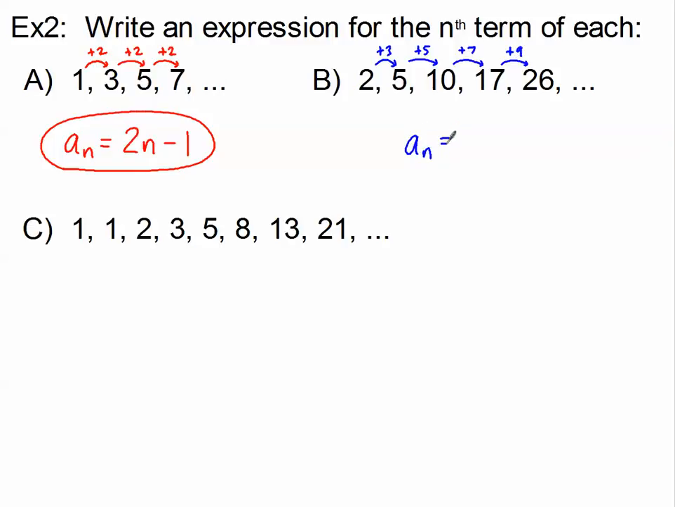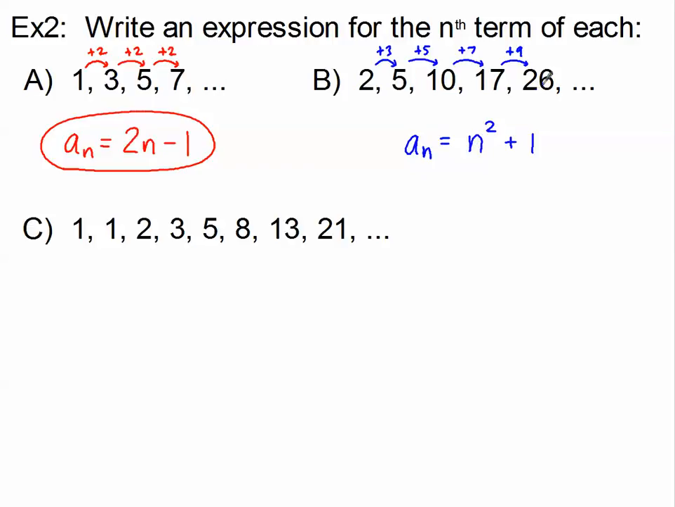So a sub n, of course we're writing our rule, I know that there's going to be something with n squared. Now, obviously, if I plug in a 1, 1 squared is not what my first term is. So this is where my adjustment comes in. In this case, I'll just add 1. And then I'll check the rest of them. 2 squared plus 1 would be 5. And 3 squared plus 1. And 4 squared plus 1. And 5 squared plus 1.